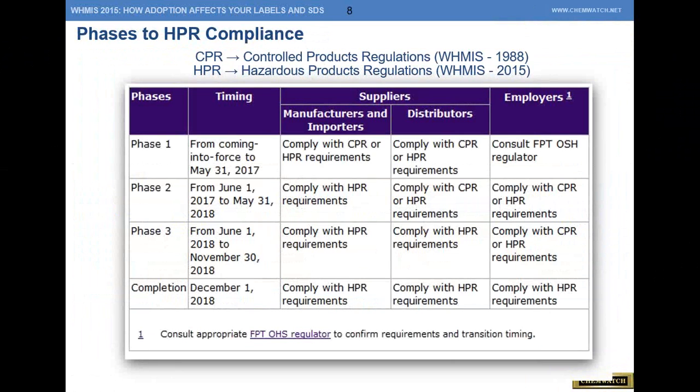And just another way of showing it around the actual regulations or acronyms: as I just stated, manufacturers and distributors can go either or. Employers, you need to consult with a regulator as to what to do. Starting June 1st, manufacturers and importers, you must comply with HPR requirements. Starting next June 2018, distributors, you must comply with HPR. And up to June 1st, 2018, employers, you still can be compliant with either CPR or HPR.